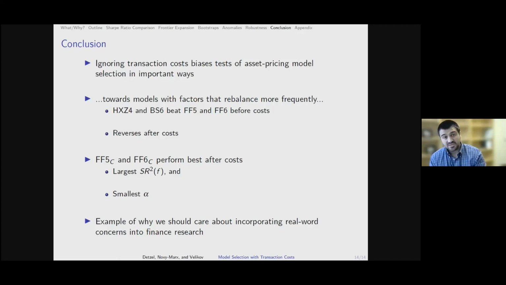If you had to pick a factor, we would go with a factor model, we would go with the Fama-French factors 5 and 6, although we try not to push it too much in this paper. But more broadly, we think our paper is a good example of why we should really care about incorporating real world concerns into finance research.